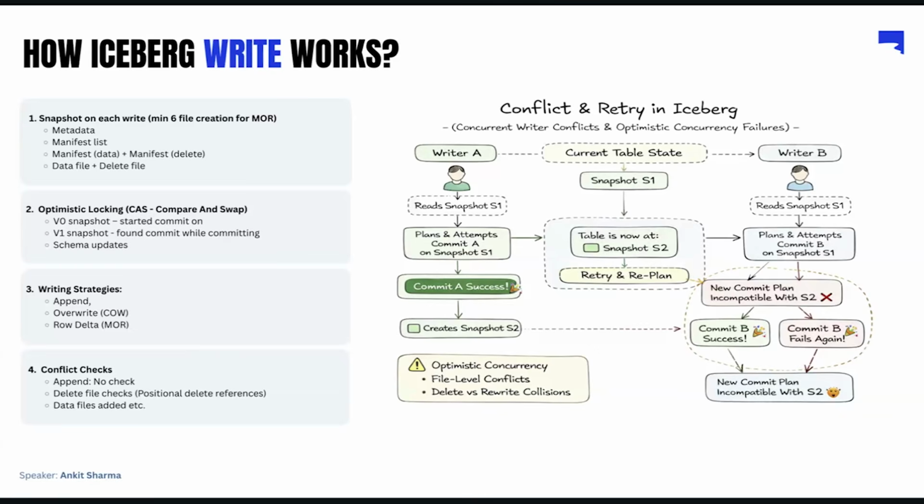As I mentioned, positional deletes have the reference of the data file. What will happen if the data file you are referencing in the delete file doesn't exist? Those kinds of conflict checks are also required while writing to Iceberg. So these are the basics I have told about. But now, what will be the solution for that? How can we solve the problem?